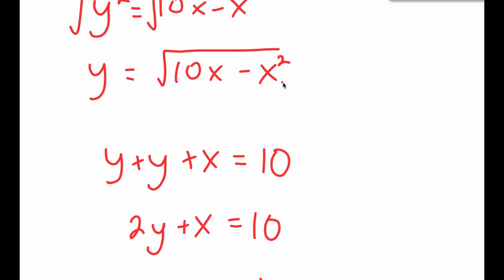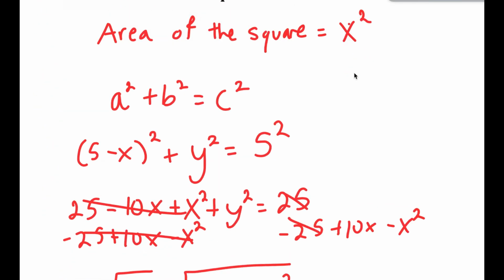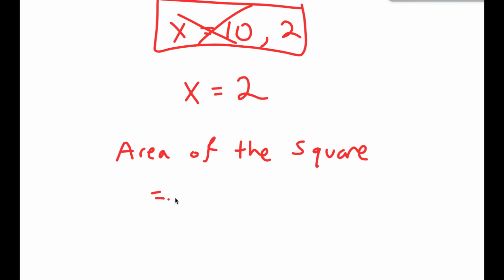So now knowing that, remember how we said the area of the square is x squared. And because x is 2, the area of the square is 2 squared, which is equal to 4. So the area of the square is 4 meters squared.